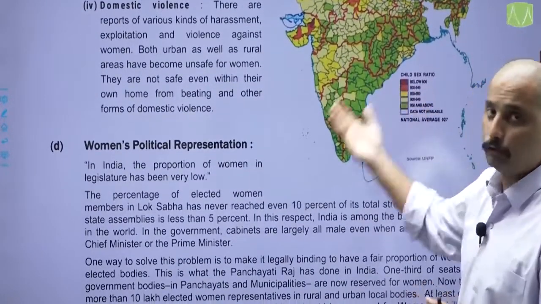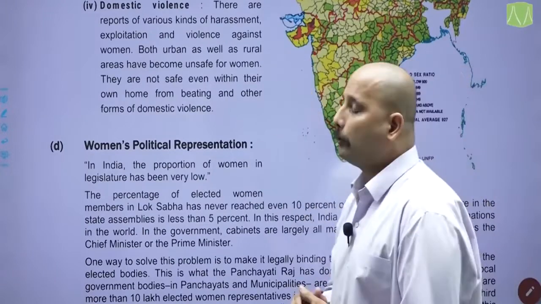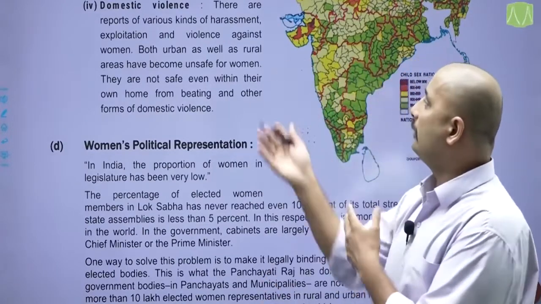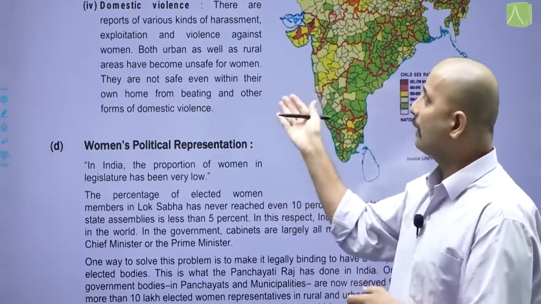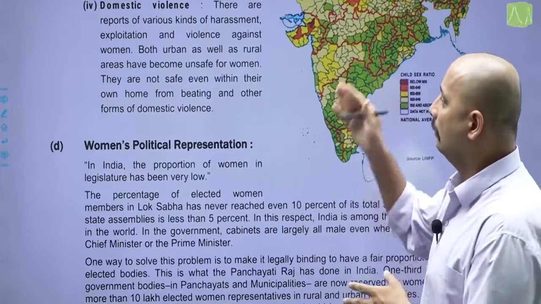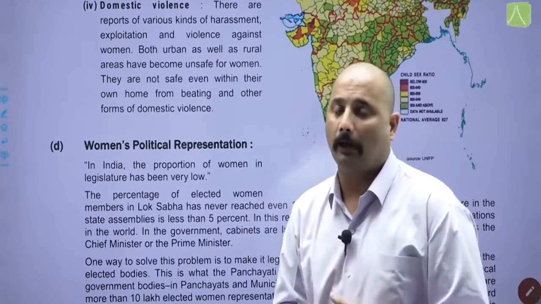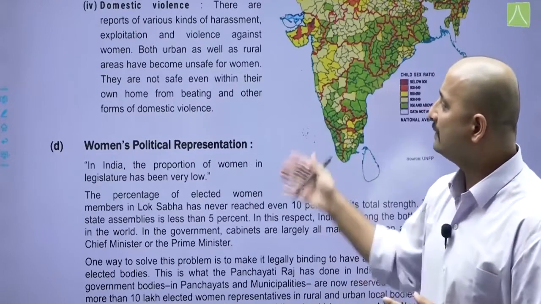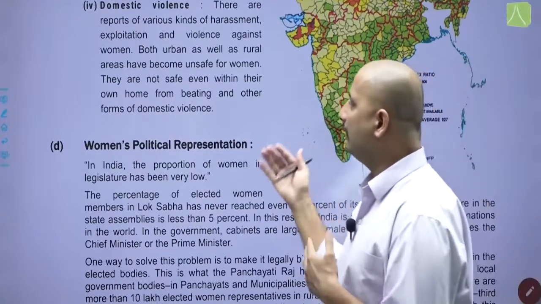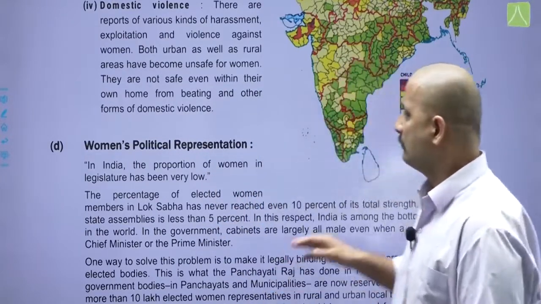Then there is the issue of domestic violence. There are reports of various kinds of harassment, exploitation and violence against women, in both urban as well as rural areas, and it has become unsafe for women. They are not even safe within their own home, from beating and other forms of domestic violence.